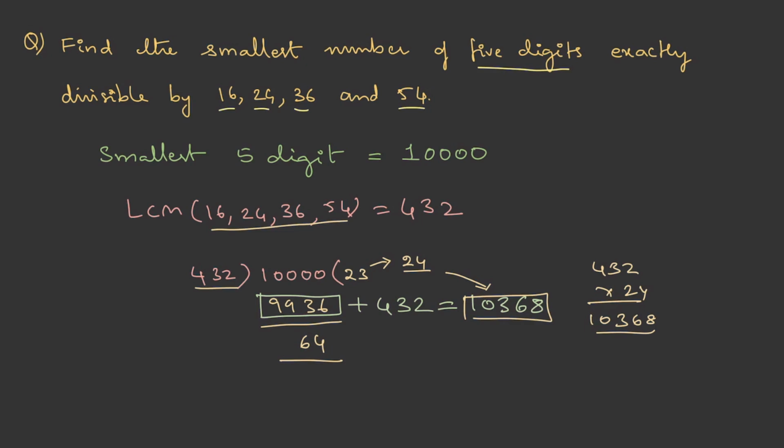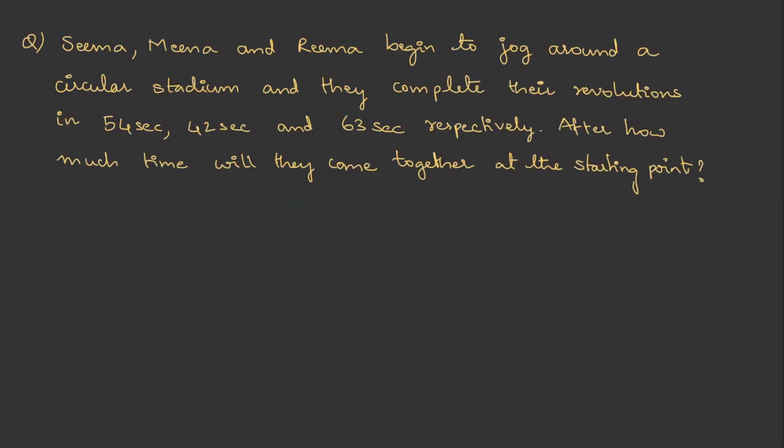That's the answer. Seema, Meena and Reema begin to jog around a circular stadium and they complete their revolutions in 54 seconds, 42 seconds and 63 seconds respectively. After how much time will they come together at the starting point? So when you want 3 numbers collectively together, we just need to take the LCM. So LCM of 54, 42 and 63, which gives the least common multiple.